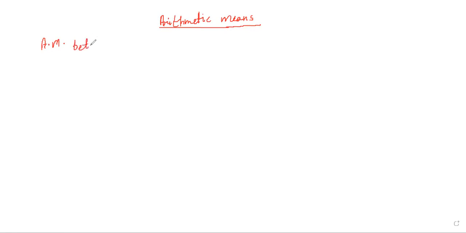So if we assume AM between two real numbers a and b is capital A, it means small a, capital A, and small b are in AP, and A is lying between a and b. Means this AP has three terms.